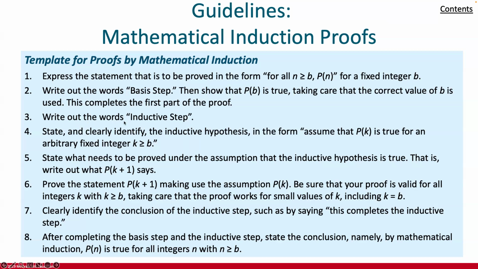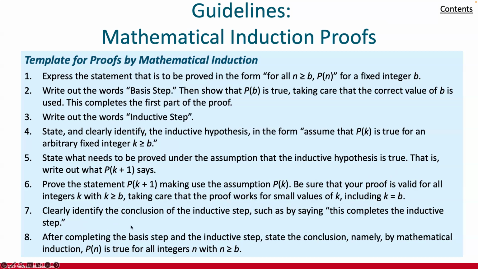Then we write out the words inductive step, and we go through that. State and clearly identify the inductive hypothesis in the form of: assume that P of k is true for an arbitrary fixed integer k greater than or equal to b. State what needs to be proved under the assumption that the inductive hypothesis is true. That is, write out what P of k plus 1 says. Then we prove the statement P of k plus 1, making use of the assumption P of k. Be sure that your proof is valid for all integers k with k greater than or equal to b, taking care that the proof works for small values of k, including k equals b.